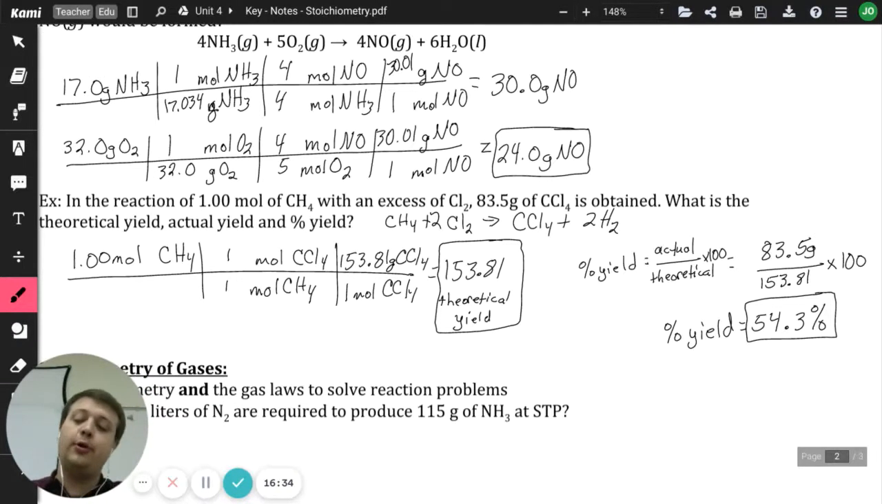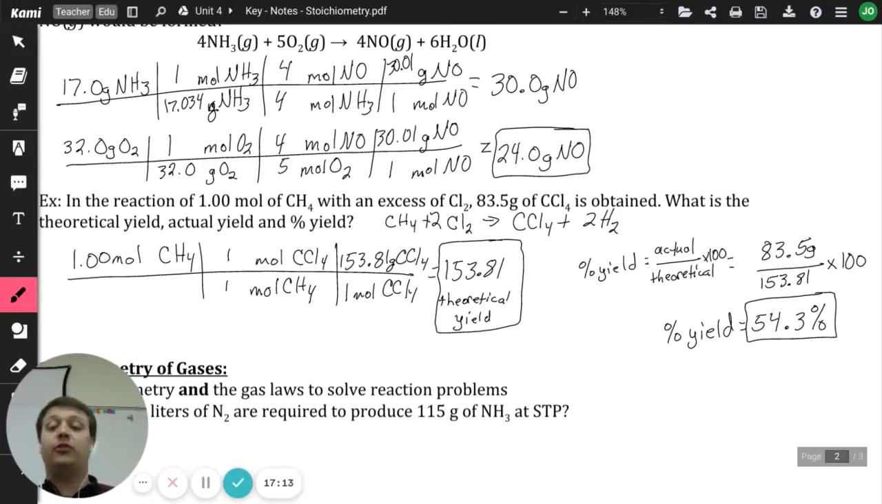Okay? Moving on. Now, this one is kind of a throwback to something you learned in previous chemistry. So first off, we would have to convert from moles of CH4 into grams of CCl4. Again, we do that using our mole-to-mole ratio and our molar mass. Once we do that, what we have solved for is our theoretical yield. Once I have my theoretical yield, then I can solve for percent yield, which remember is actual over theoretical. And so I'll have 83.5 over 153.81 times 100.